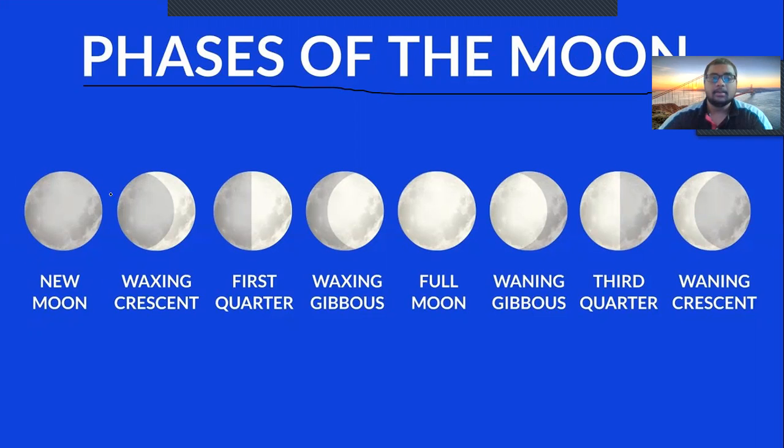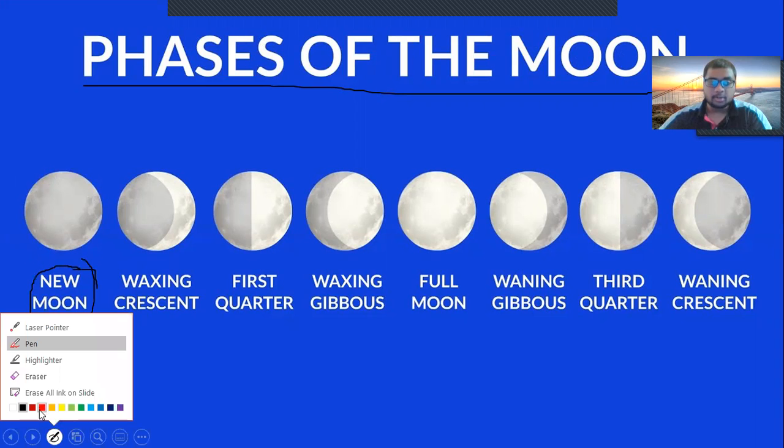Let us study them. When you are in the night and you see a full circular moon, that is called a new moon. That is called a new moon.